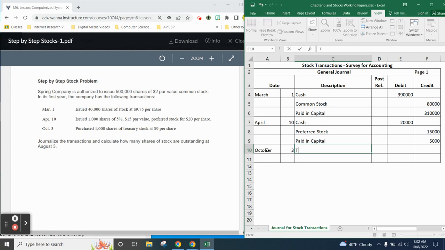So our debit is going to be treasury stock. We're going to take the 1,000 times the $9. And since we are purchasing the stock, we're paying cash. So our credit will be cash for the $9,000. Okay. And those are your three basic stock transactions.